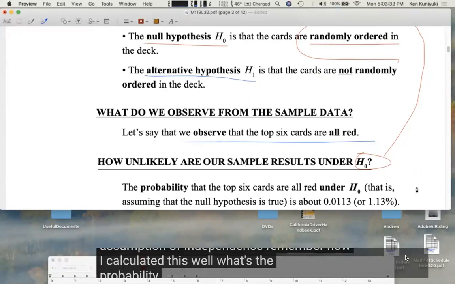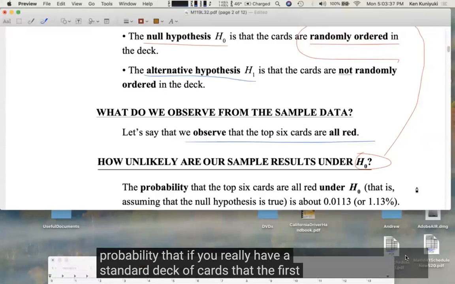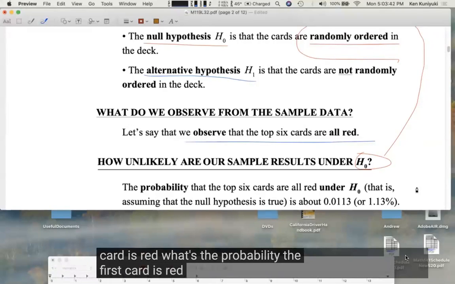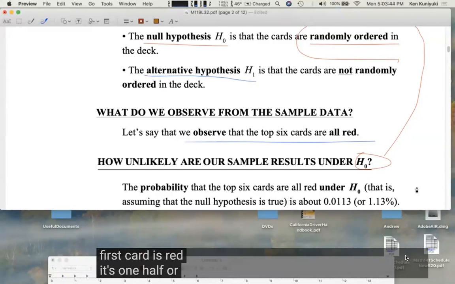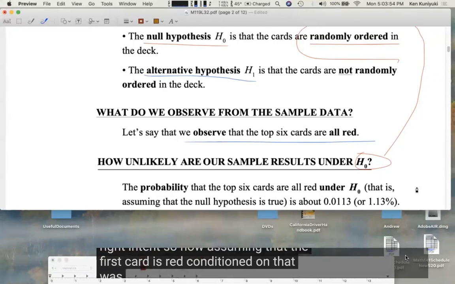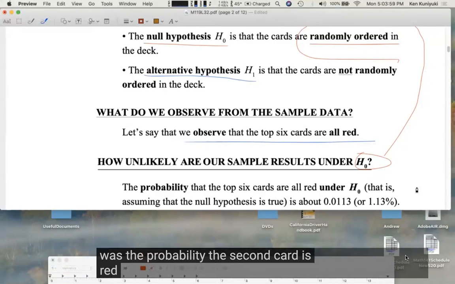Well, what's the probability that if you really have a standard deck of cards, the first card is red? It's 1/2 or 26 out of 52, right? Hint, hint. So now assuming that the first card is red, conditioned on that, what's the probability the second card is red? You see the pattern?